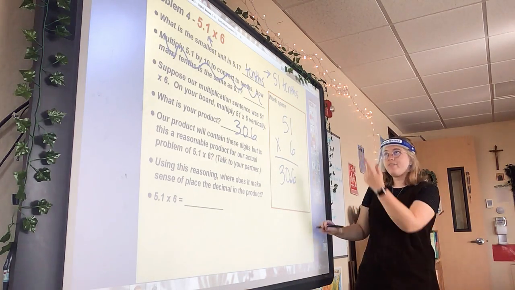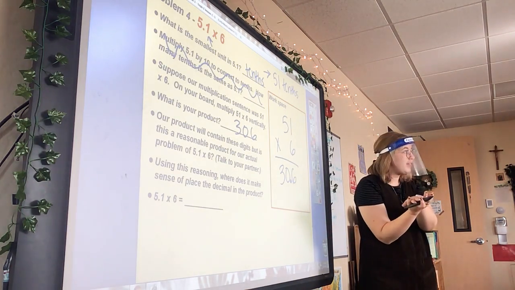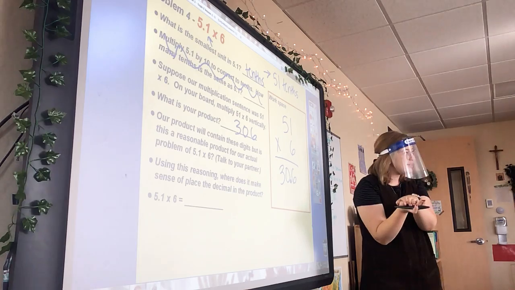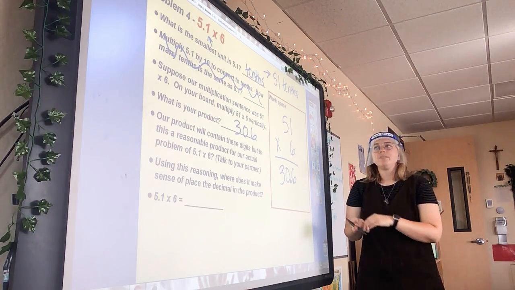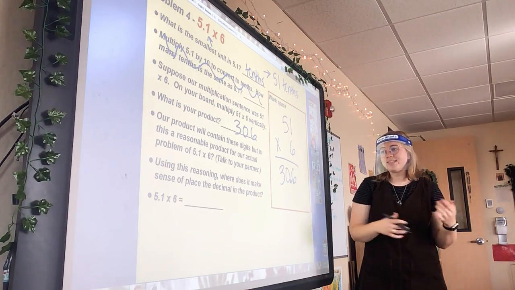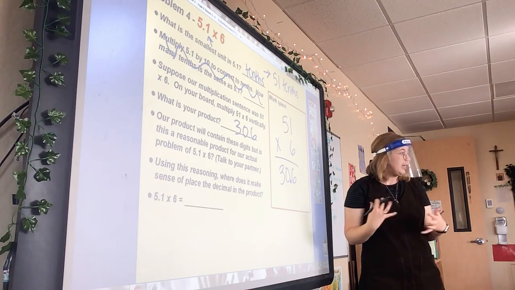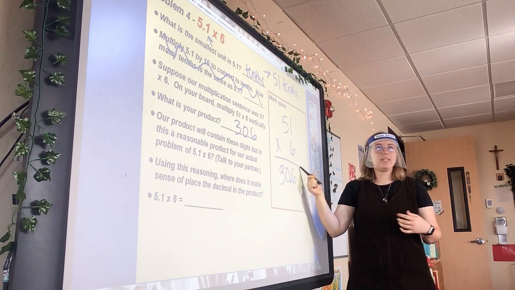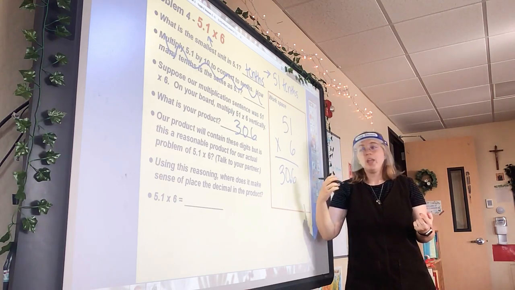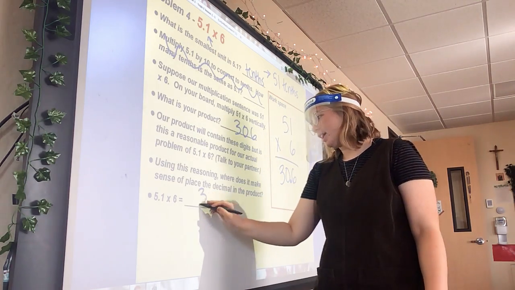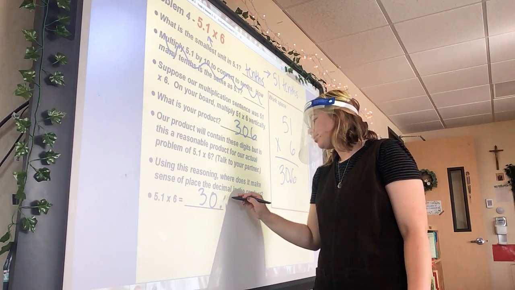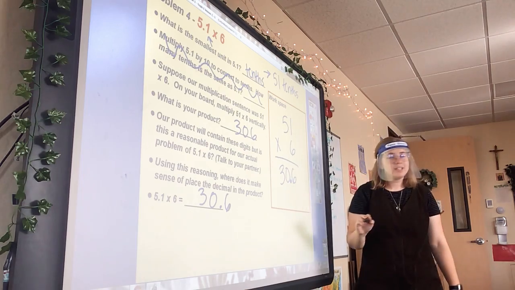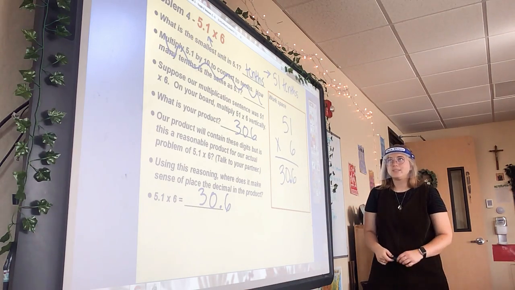So the value of that number is actually 5. Think of eggs again, like 5 eggs, right? So 5 eggs times 6 has got to give me around 30, right? Because friends, what is 5 times 6? 30. 30, okay? Which means that my answer to that problem is 30.6, okay?